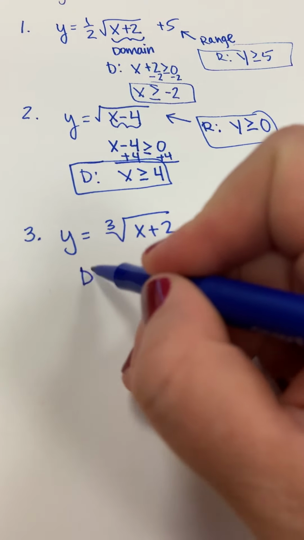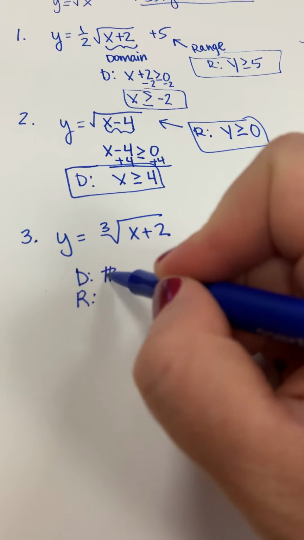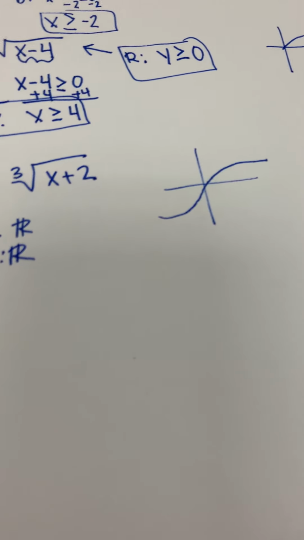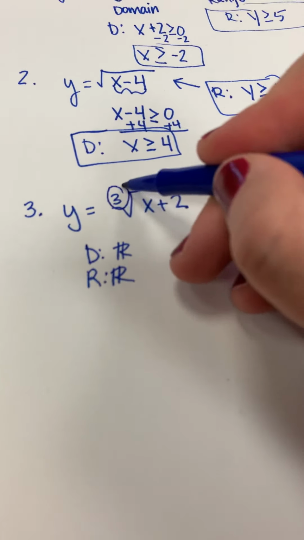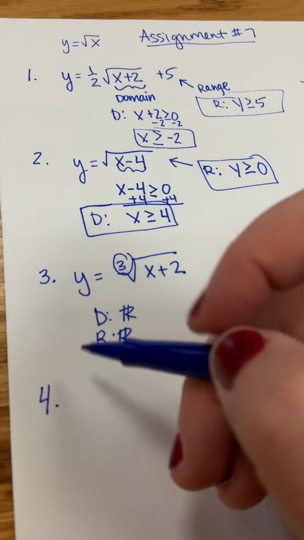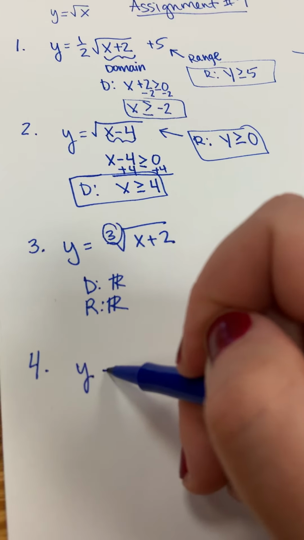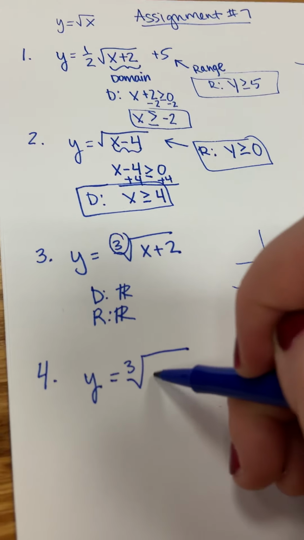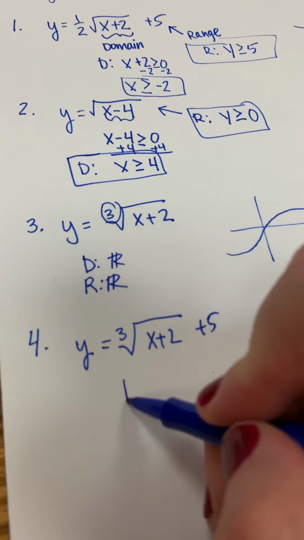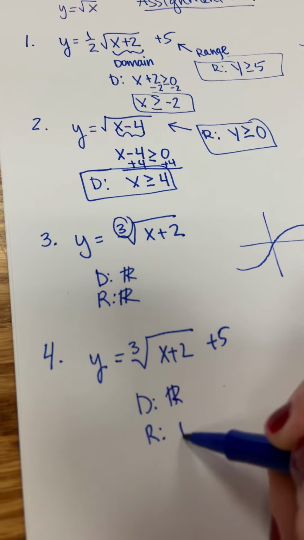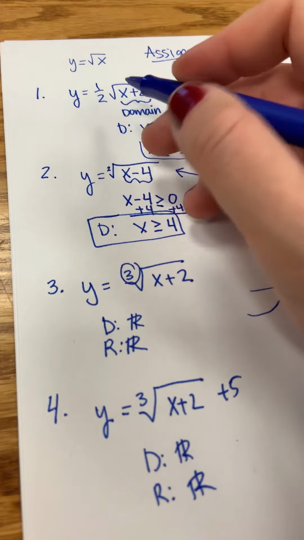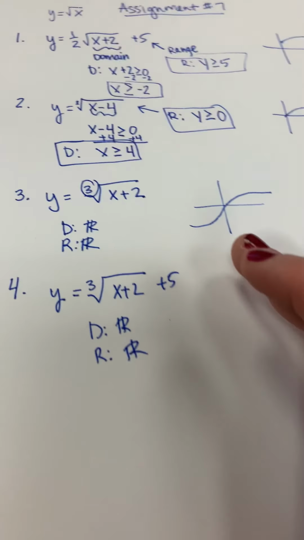But for a cube root function, what you should know, it's very simple, is that the domain and the range are always all reals, no matter what. So if you have a cube root function, the domain and range are always reals. If you have a square root function, you have to do a little bit of solving. So let's look at number 4. Number 4 is y is equal to the cube root of x plus 2 plus 5. No matter what, since it's a cube root function, your domain and your range are always going to be all reals. That does not go for square root functions. Remember, square root has no number, it's a 2 right here. For cube root, it does.